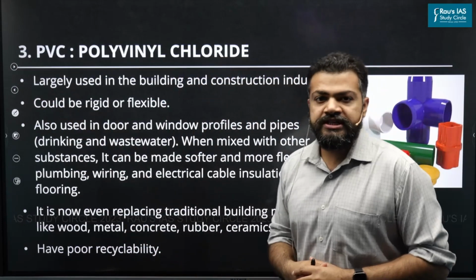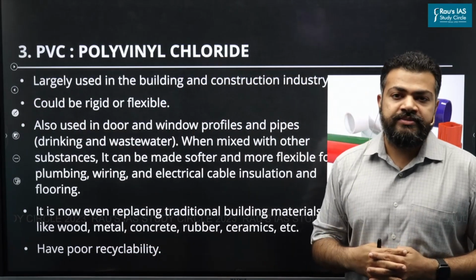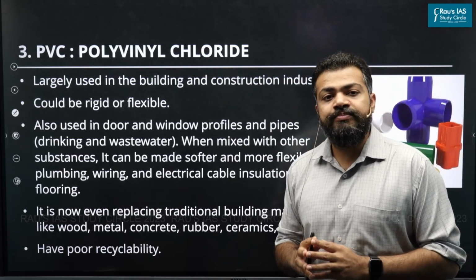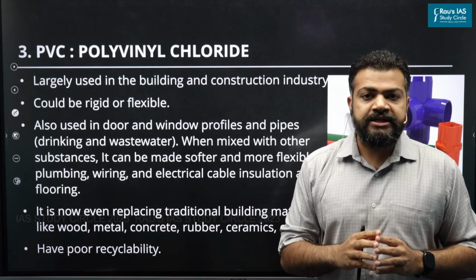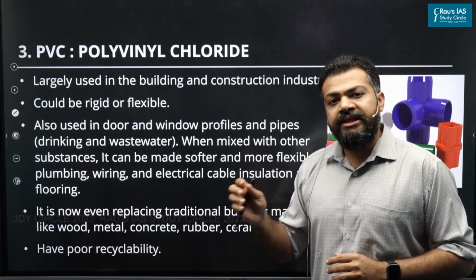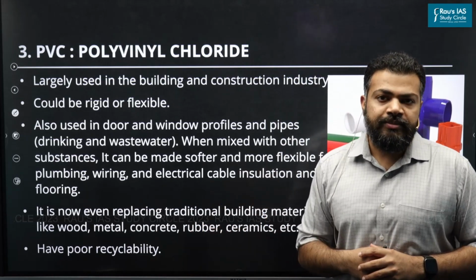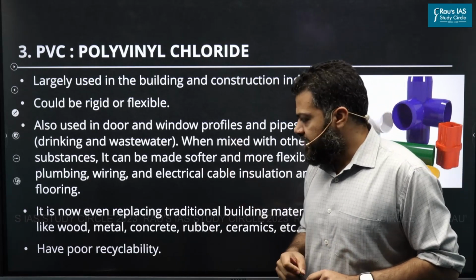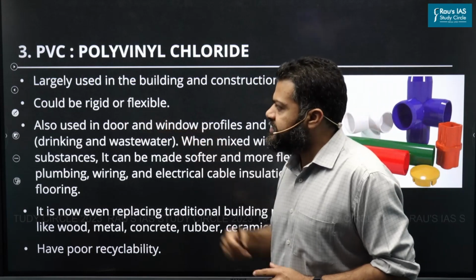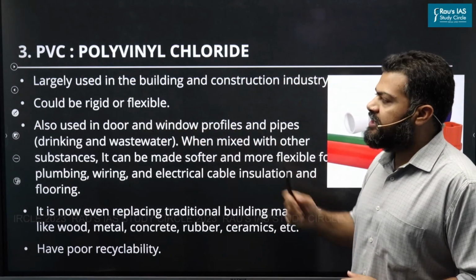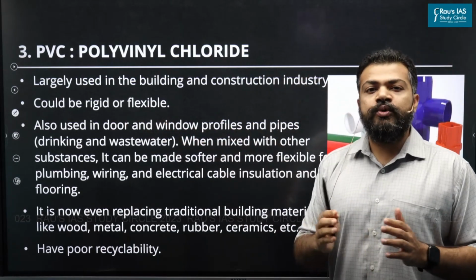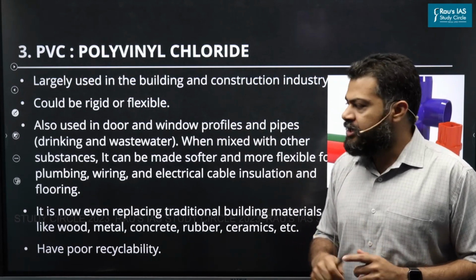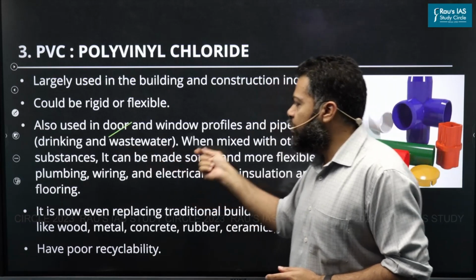Then we have PVC, another very popular plastic material. It is so popular in construction industries that today PVC has been able to replace wood, ceramics, and many other traditional building materials with its strength and quality, right? So when you talk about PVCs, they are largely used for building and construction industries. They can be both rigid and flexible. Usually PVCs are considered to be highly rigid. So they can be used in doors and window profiles.